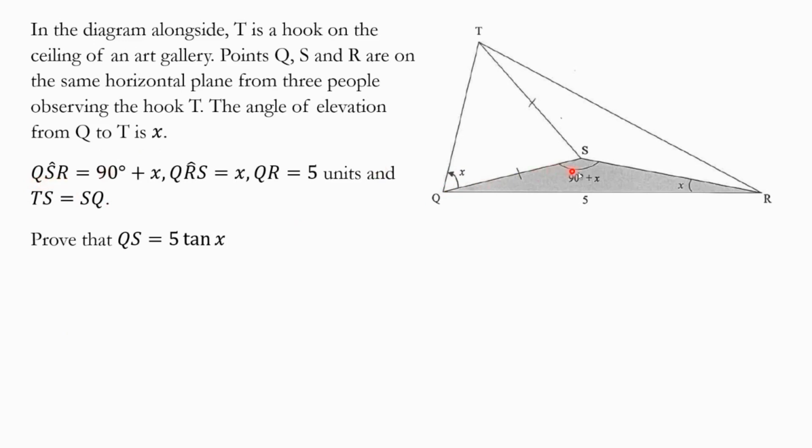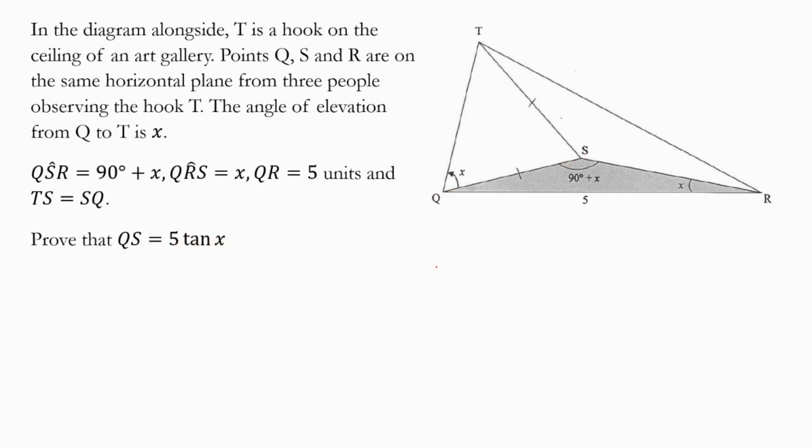QSR, this angle is equal to 90 plus X. And then QRS is equal to X. And then QR is 5 units. And TS and SQ are equal. So meaning that triangle TSQ is an isosceles triangle. Prove that QS is 5 tan X.